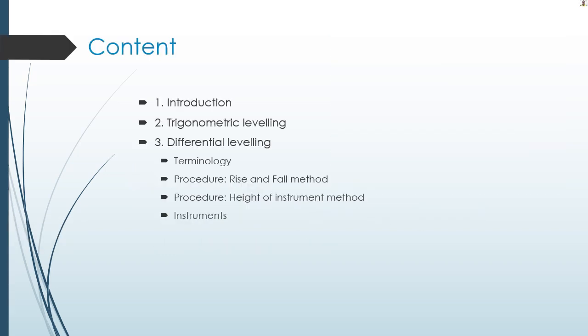We are going to look at the two common methods we use for leveling: trigonometric leveling and differential leveling. In differential leveling, there are two common calculation methods. The first one is the rise and fall method, and the other one is the height of instrument method. We are going to see examples of those two calculation methods.